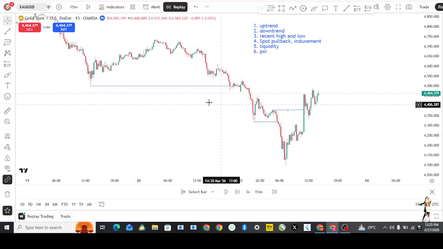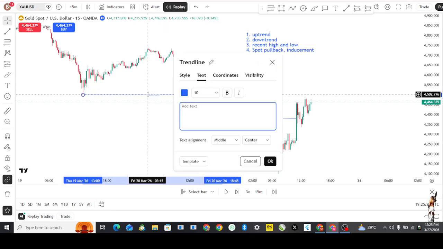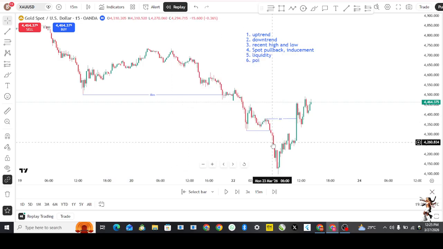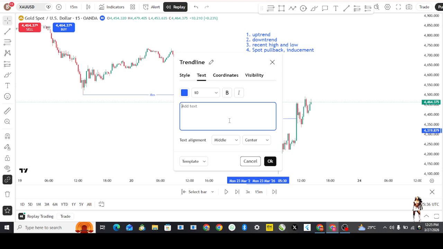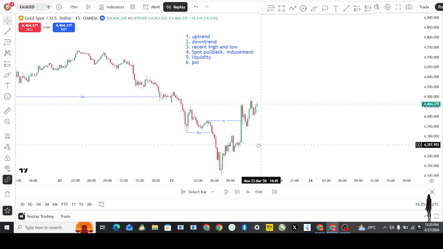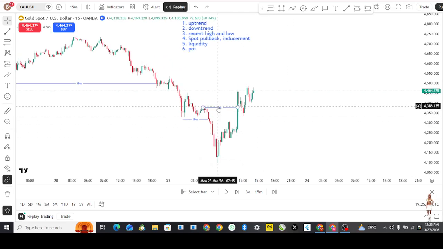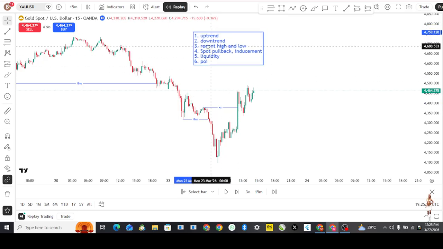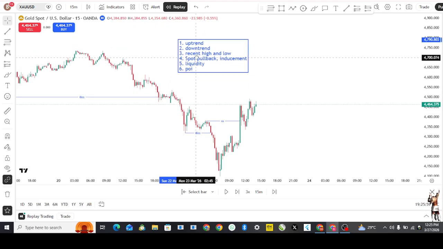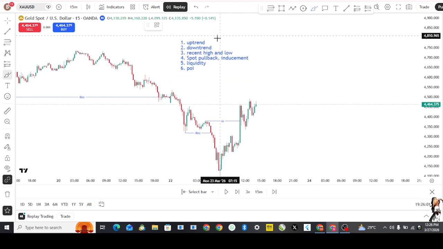Let's identify our recent structure. We have our internal break of structure, then we also have another internal break of structure here. All right, we have an internal break of structure here. Then where is our recent high? This is our recent high. Your recent high in a downtrend is your inducement. Understand? This is our inducement. Now we have identified the trend, which is downtrend.